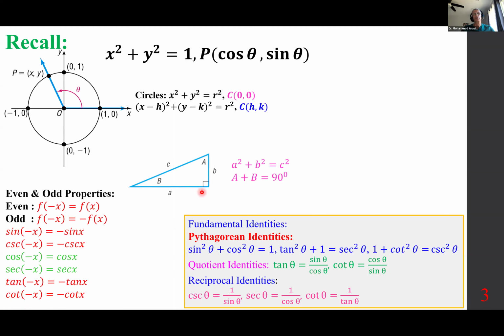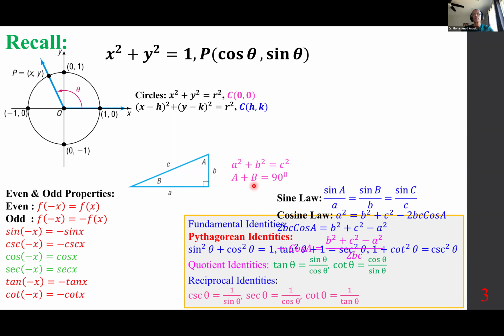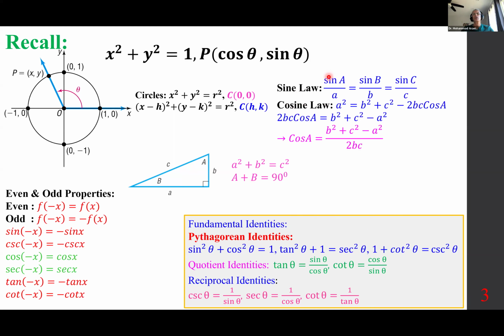In the case of a right triangle, the Pythagorean theorem says a squared plus b squared equals c squared, and the two angles A and B must add up to 90 degrees because the total interior angle must be 180. Sine law: sine A over a equals sine B over b equals sine C over c. Cosine law: a squared equals b squared plus c squared minus 2bc cosine A. If you move things around, 2bc cosine A becomes b squared plus c squared minus a squared. If you divide by 2bc, you get cosine A.